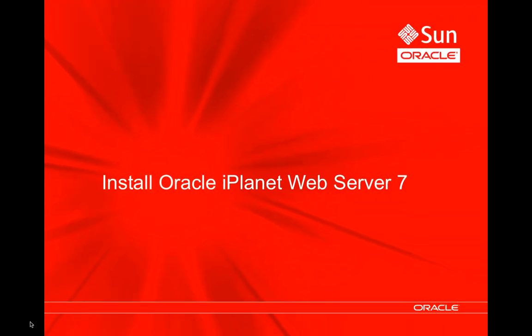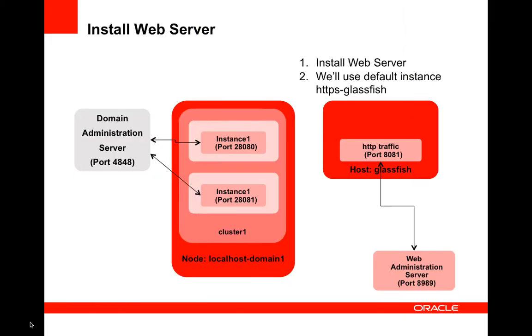Now that we've installed a GlassFish cluster, the next step is to install a web server, in this case the Oracle iPlanet Web Server 7. When installing the iPlanet web server, basically two instances are created. One is the web administration server that's used to administer HTTP instances, and a default HTTP instance is also created.